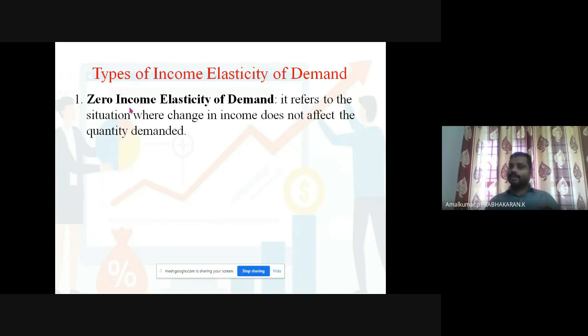The income elasticity says that changes in demand are due to changes in income. Zero income elasticity of demand refers to the situation where a change in income does not affect the quantity demanded. This is called zero income elasticity.